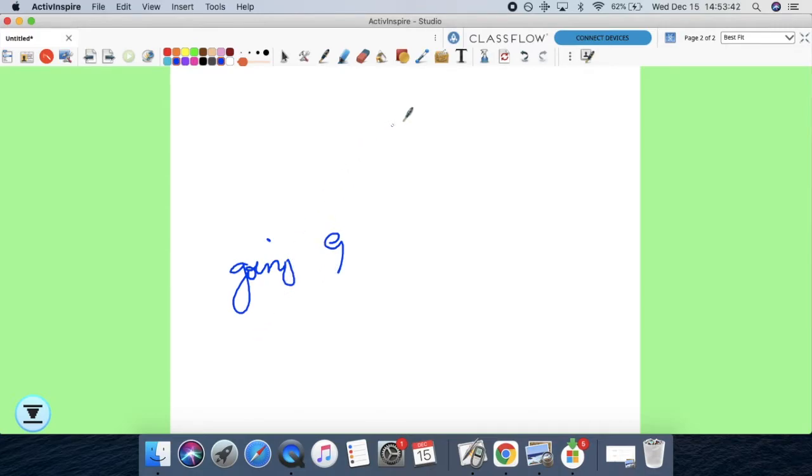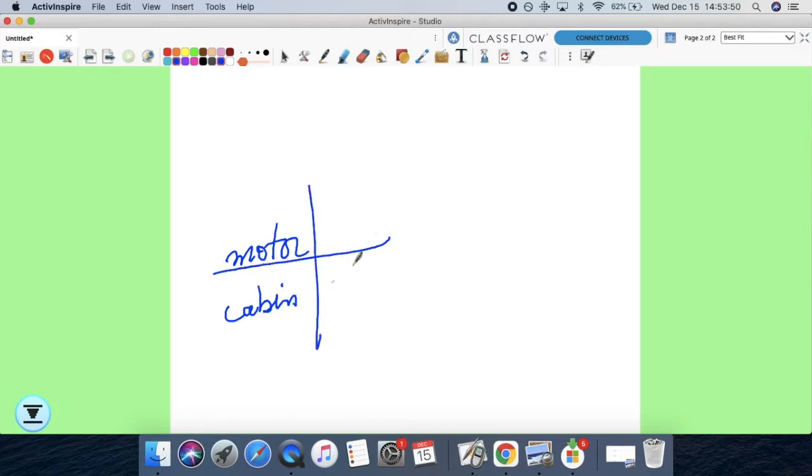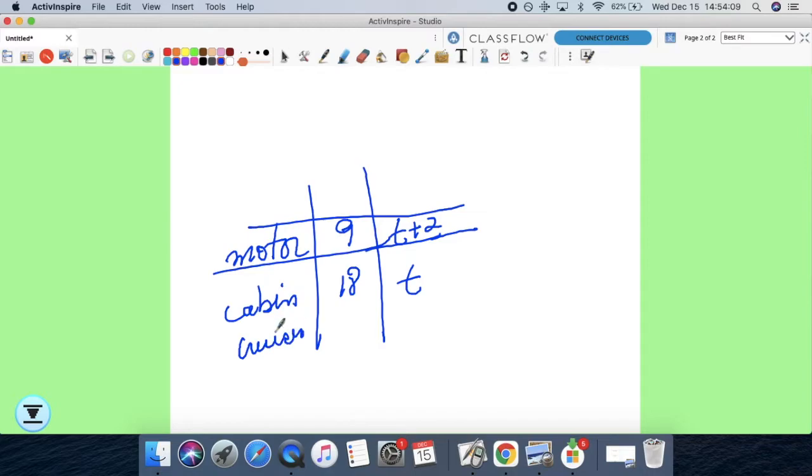All right, so I see there are 2 boats. Let's call them the motorboat and the cabin cruiser. The motorboat travels at a speed of 9. The cabin cruiser's speed is 18 miles per hour. 2 hours later, the cabin cruiser left. So the motorboat's time is t plus 2, and the cabin cruiser's is just t. Okay, so far so good.